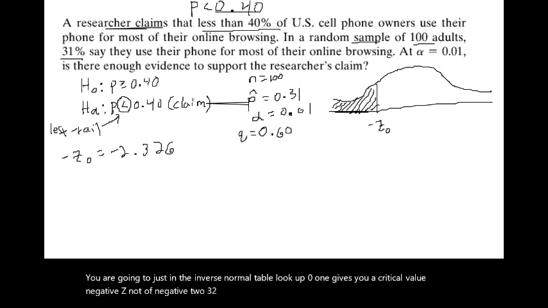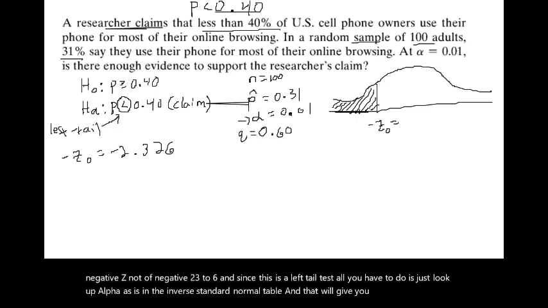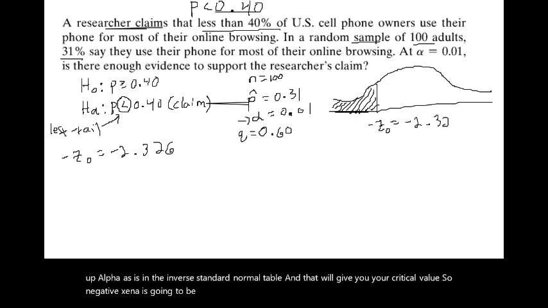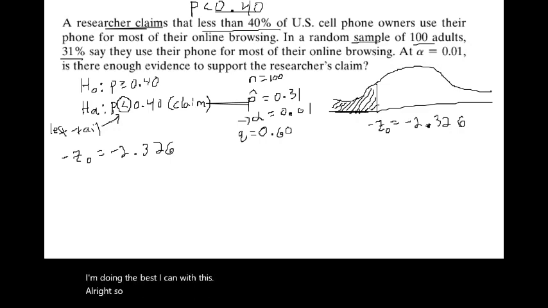And since this is a left tail test, all you have to do is look up alpha as is in the inverse standard normal table, and that will give you your critical value. So negative z0 is going to be negative 2.326. This isn't the best drawing, but again, I'm doing the best I can with this.